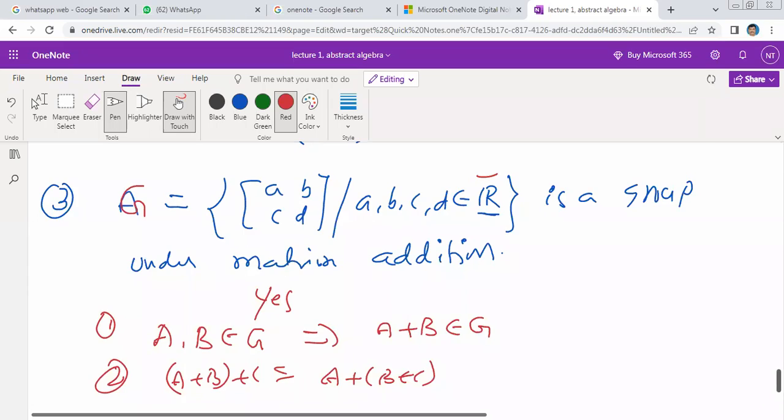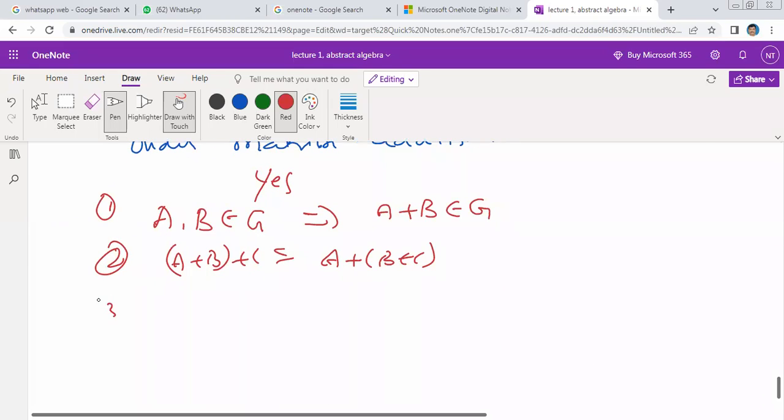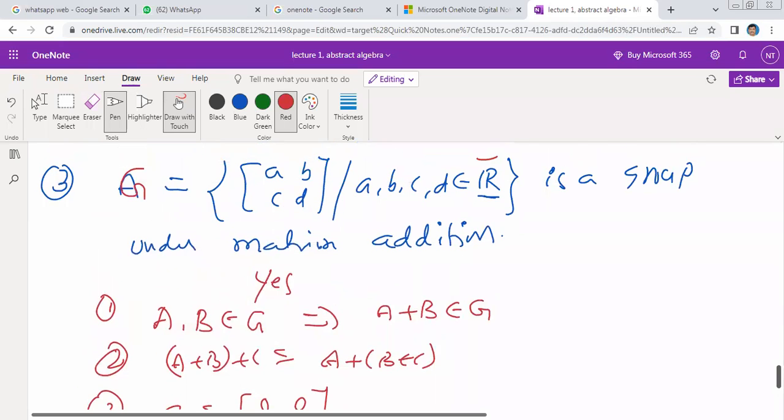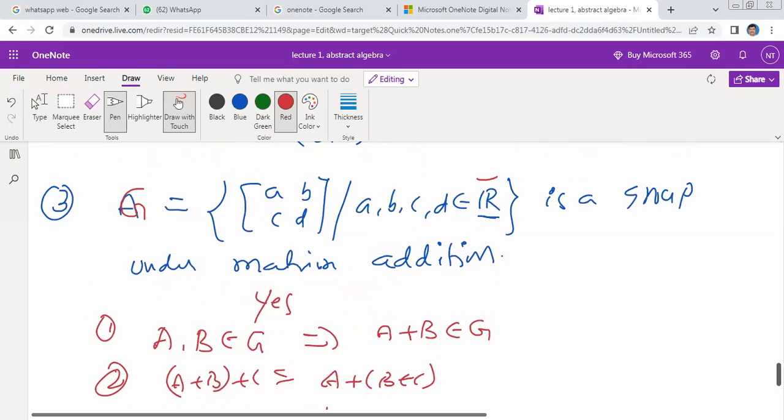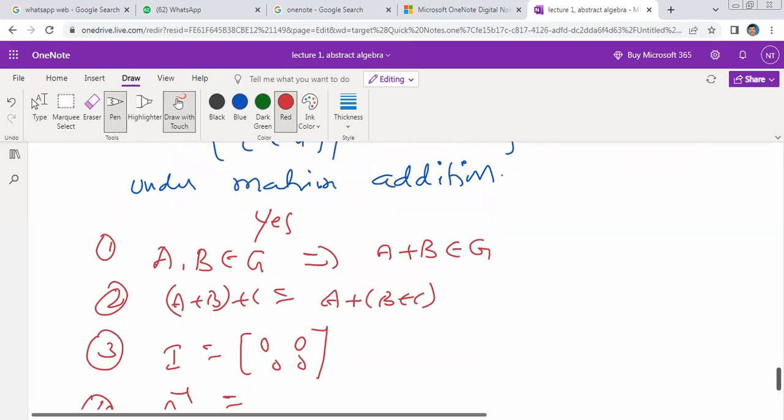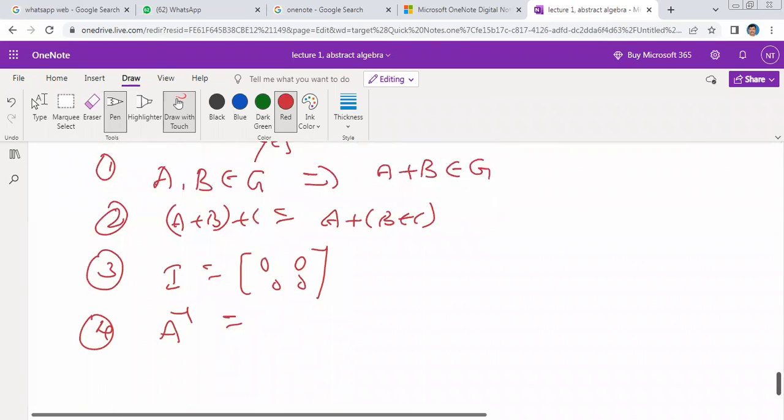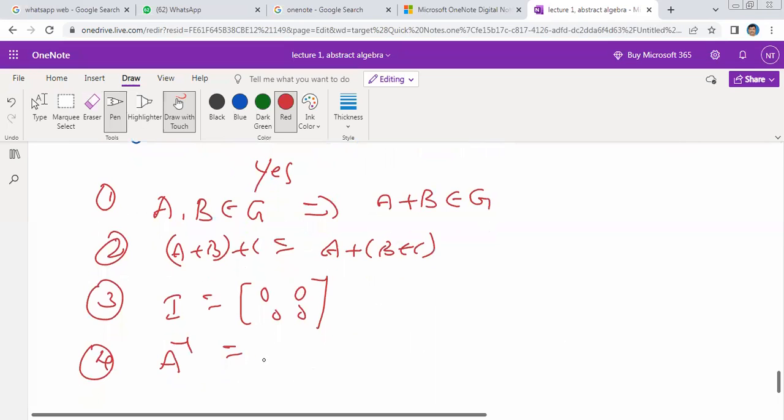తర్వాత ఐడెంటిటీ చెప్పగలరండి? వాట్ ఈస్ ద ఐడెంటిటీ మ్యాట్రిక్స్ అండర్ అడిషన్? I is equal to 0, 0, 0 under matrix addition. Then what is the inverse of A? Suppose A inverse is equal to, can anybody say? Under addition, what is the inverse of the matrix? A plus minus A. Minus A. That's all. A inverse is nothing but minus A.